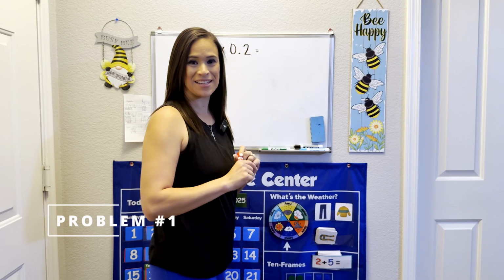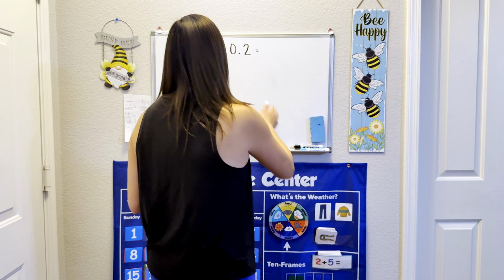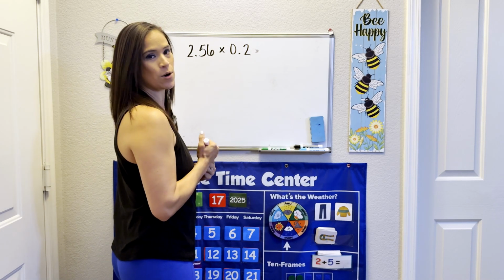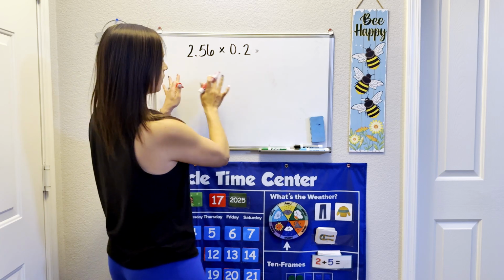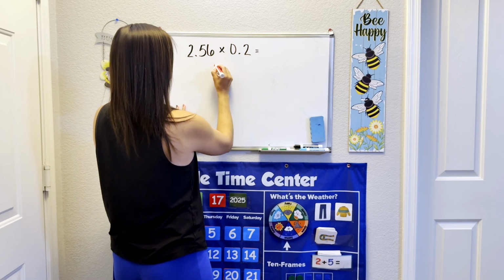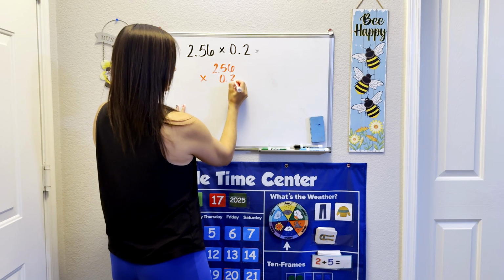Hi everyone, let's go ahead and solve a math problem involving multiplication and decimals. So our problem is 2.56 times 0.2, and we're simply going to solve. Right now, don't even worry about the decimals, just solve. So we have 2.56 times 0.2.